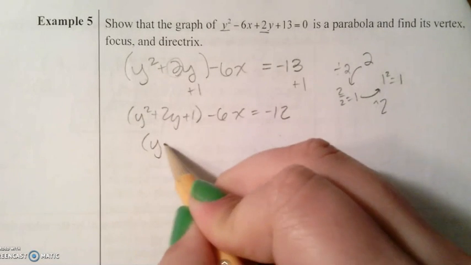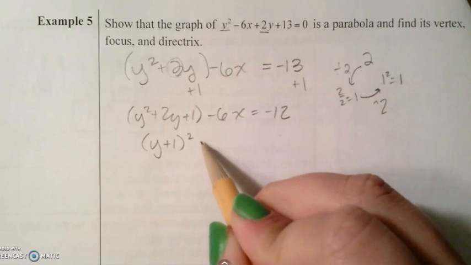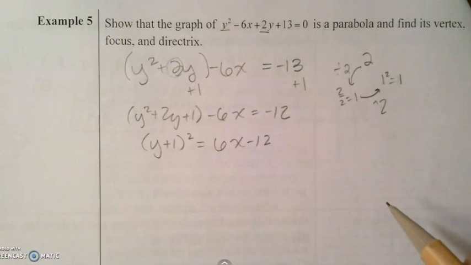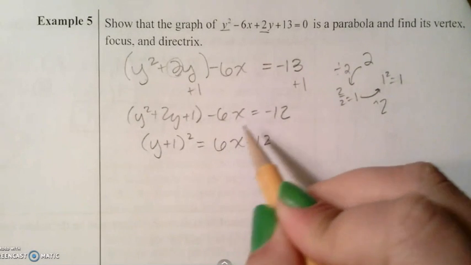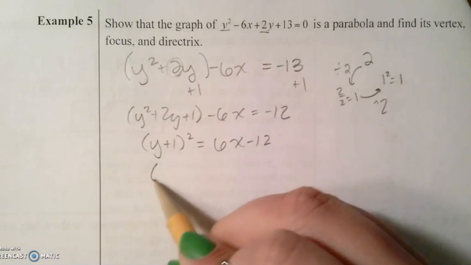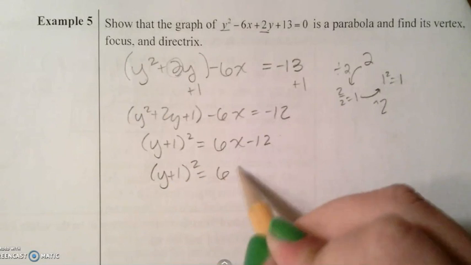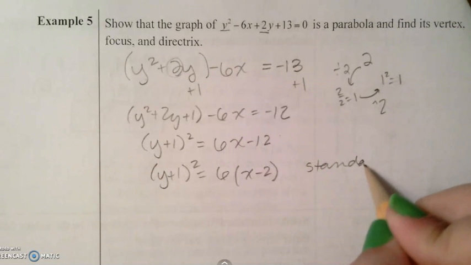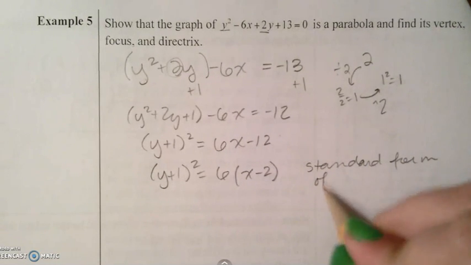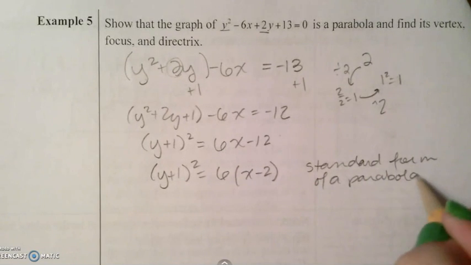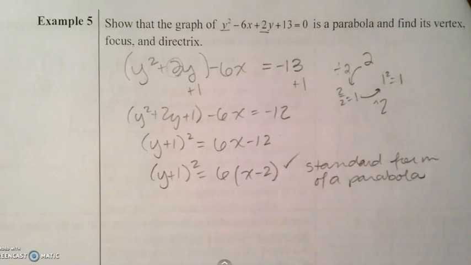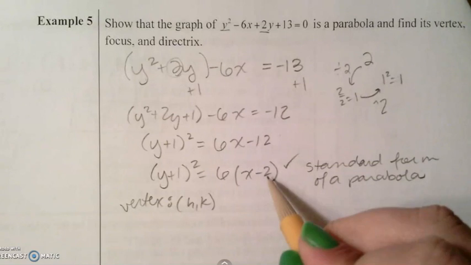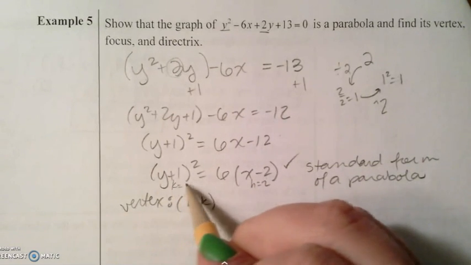And this gives me y plus 1 squared by factoring equals, I'm going to go ahead and add the 6x over here, 6x minus 12. And then to put the rest of this in standard form, I need to factor out the coefficient of x. So I have y plus 1 squared equals 6 times x minus 2. This is standard form, and therefore standard form of a parabola. And therefore this is a parabola. And then we need to find its vertex, which is h, k. h is 2, k is negative 1.